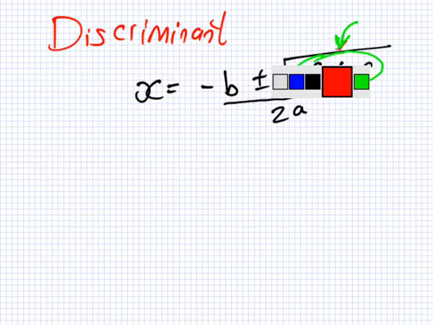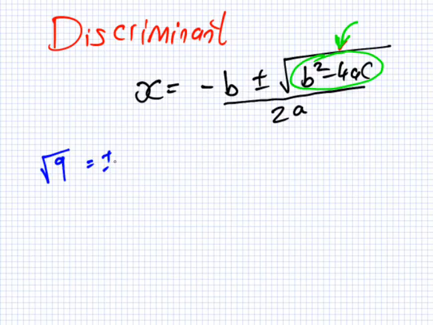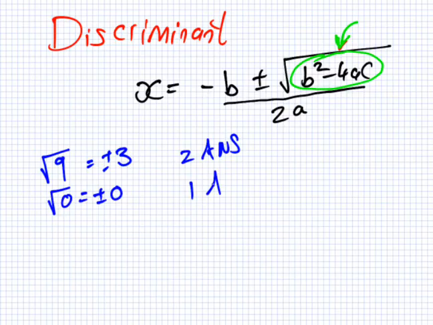we have. So for example, if this was, say, root 9, then this could be plus or minus 3, which means we have 2 answers. But if it was 0, we have plus or minus 0, which is the same thing. So that's 1 answer. And if it was root minus 9, we don't have anything. So in fact, there are no answers.